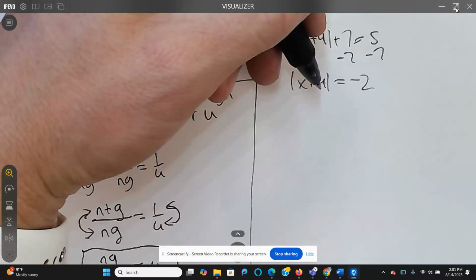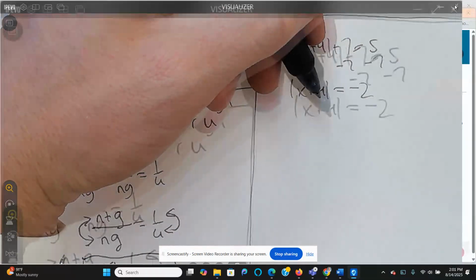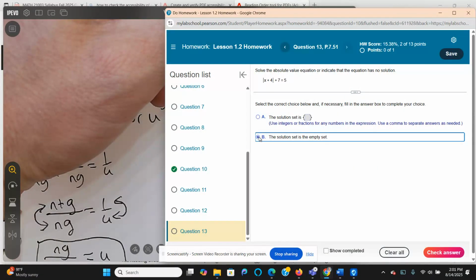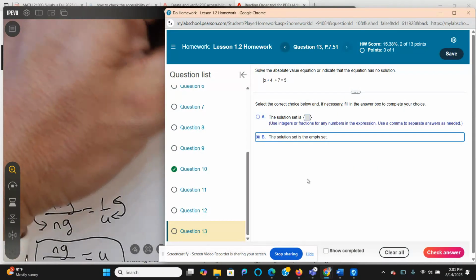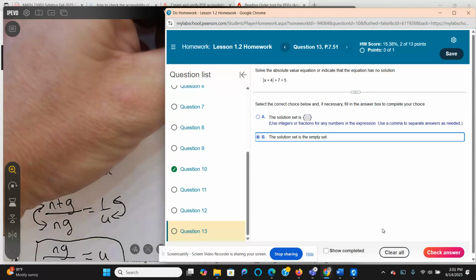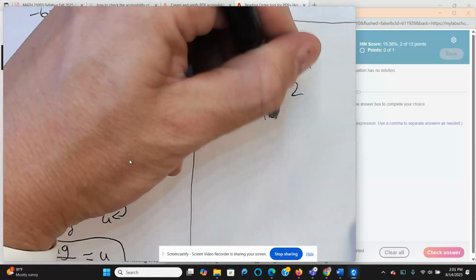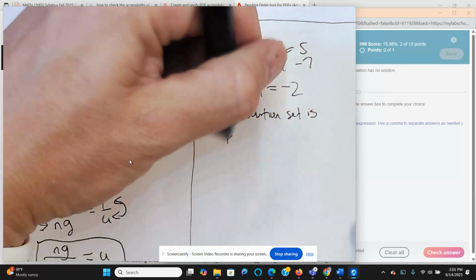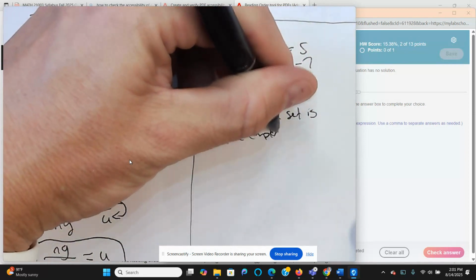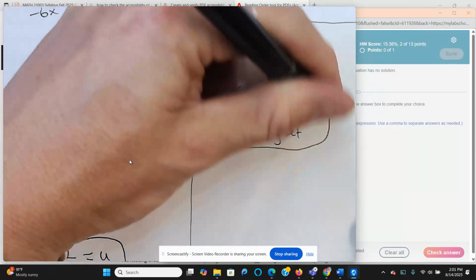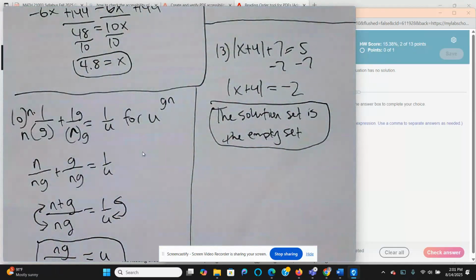So what's the answer going to be here? No solution. It's the empty set. The solution set is the empty set. So empty set means there are no solutions.